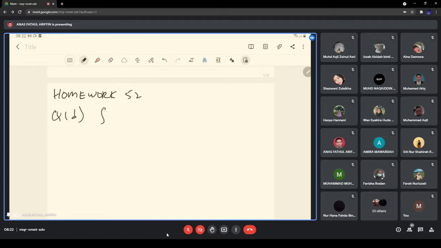Okay, so this one is the integration of exponential and also trigonometric functions, okay? So we have e power of 2x, okay, and then minus second 2x, and then multiply by e power of 2x and then e plus second 2x dx, okay.